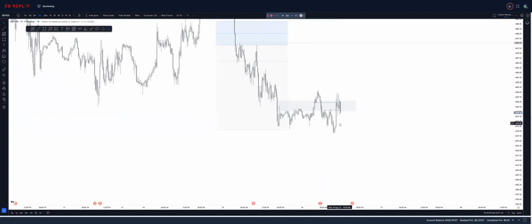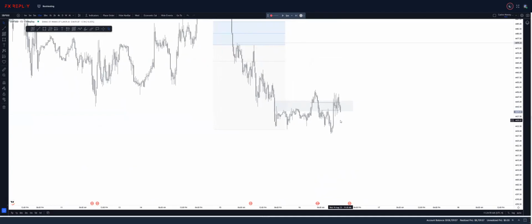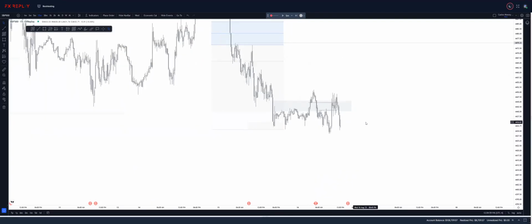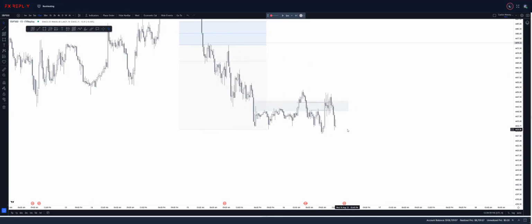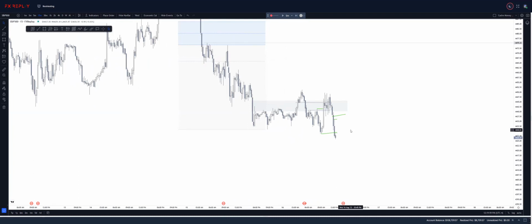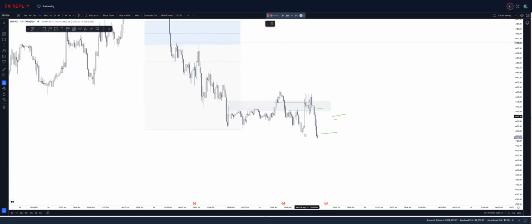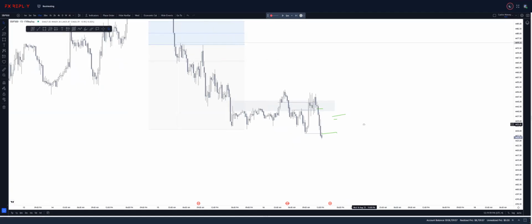Still holding and respecting. Okay, now we've had some displacement out. Got something here. But because we got a break of structure here, or sub break, we can potentially wait for that low to break. Yeah, I would personally wait for that. Yeah, there we go. Okay, beautiful. All right. So now I would look for a trade in here.